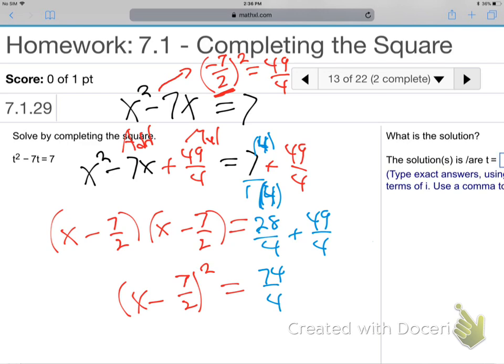Is it 74/4? No, 77. 77/4. Having an adding problem. 77/4. We good? Is everybody? Am I losing you? See what's happening there?